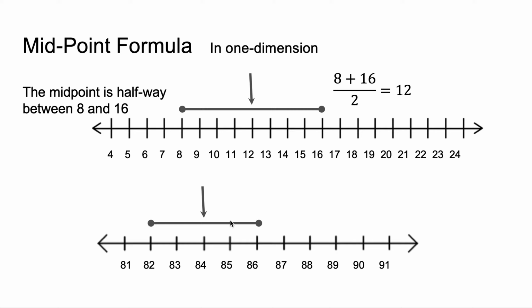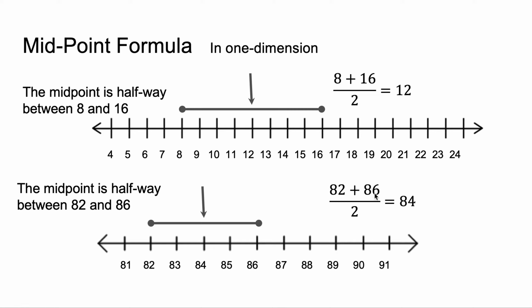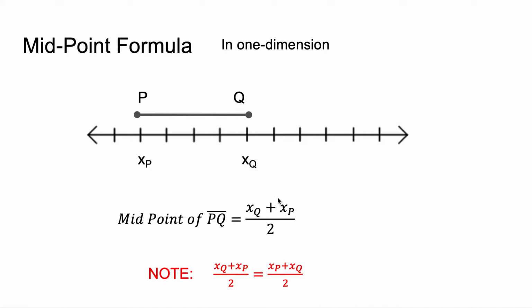Same here, halfway between 82 and 86 is 84. Or 82 plus 86 divided by 2 is 84. So that's our midpoint formula. When we're in 1 dimension, we just get our 2 points, or 2 x values, add them up, divide by 2. That tells you where the midpoint is.